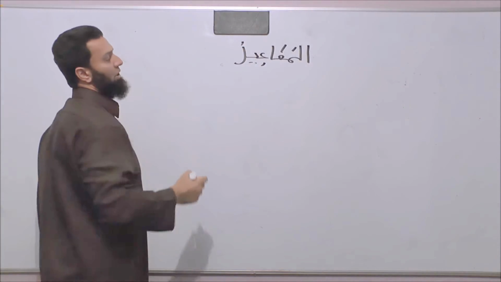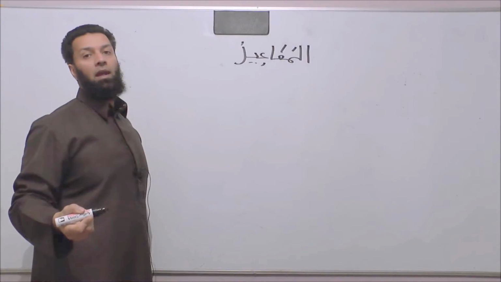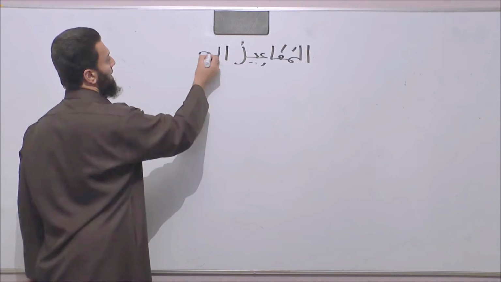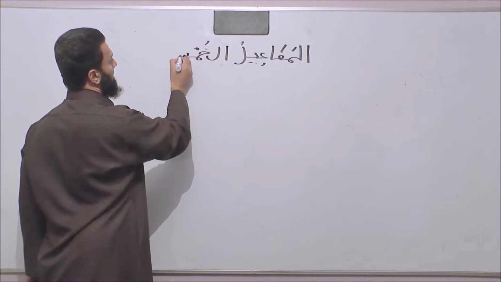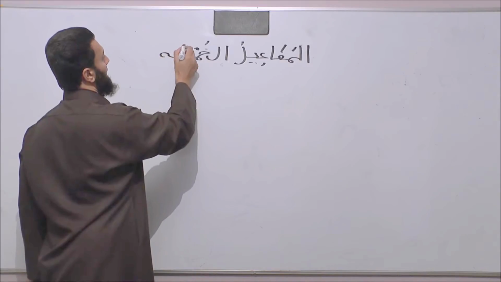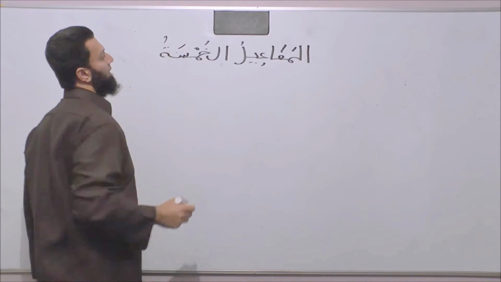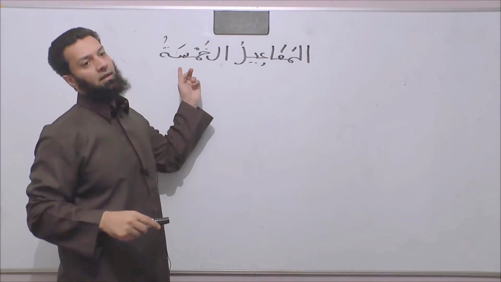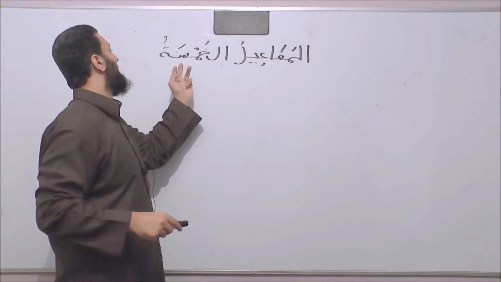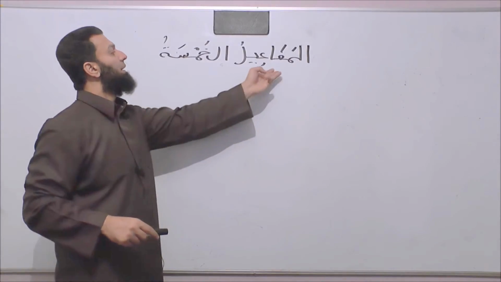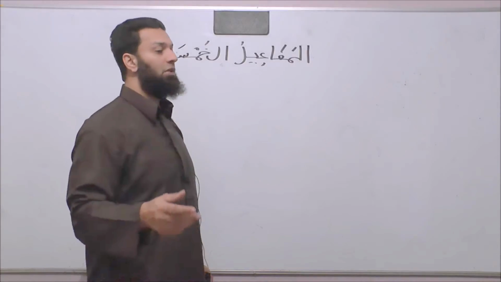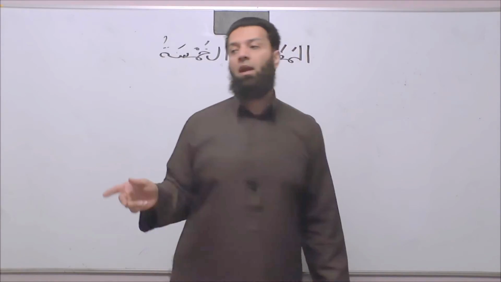المفاعيل, which is the plural of المفعول, the object. المفاعيل الخمسة, the 5. And note that الخمسة here is al-mu'annath, and the reason why it is al-mu'annath, female, is because it qualifies al-mafa'il, which of course is al-mudhakkar, a male word.